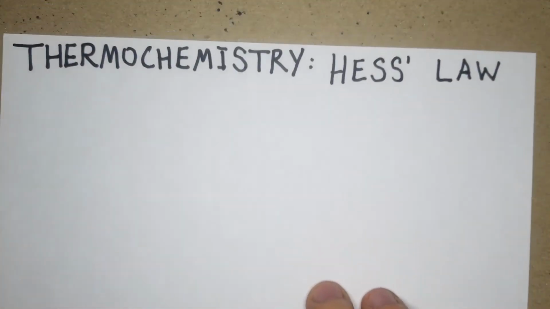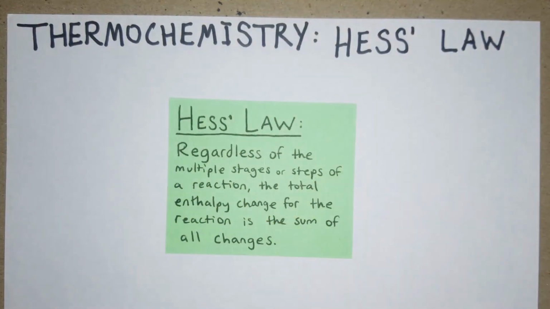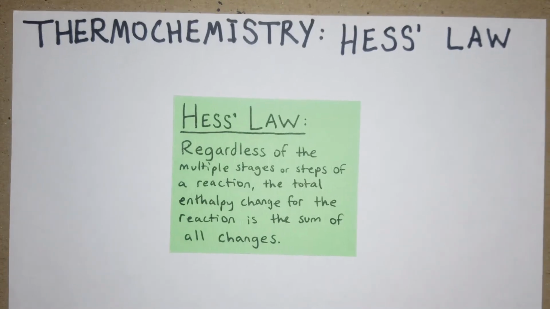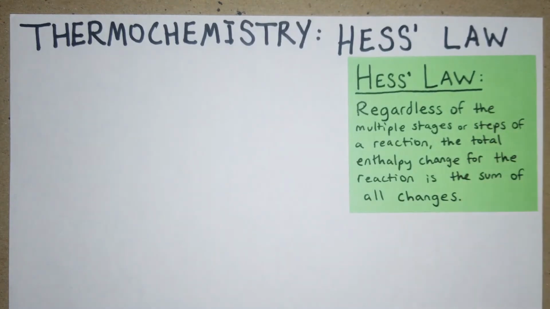So now we're just going to jump in here to thermochemistry, Hess's Law. So what is Hess's Law? Regardless of the multiple stages or steps of a reaction, the total enthalpy change for the reaction is the sum of all changes. It sounds kind of weird and wordy and abstract, but we're going to put that aside for now. We'll jump into the first problem and then we can make sense of it.